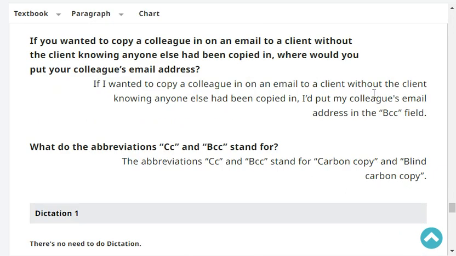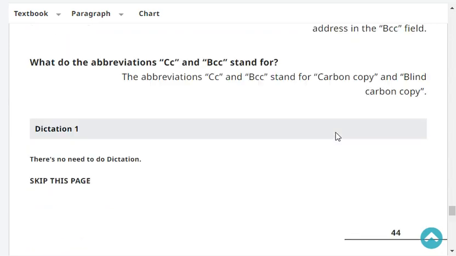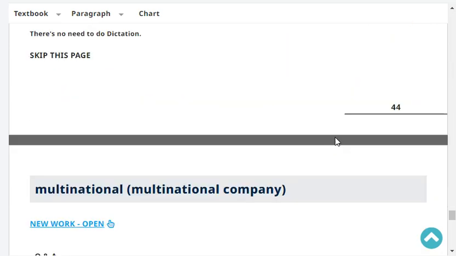Okay. What do the abbreviations CC and BCC stand for? The abbreviations CC and BCC stand for carbon copy and blind carbon copy. Blind carbon copy. Very good.